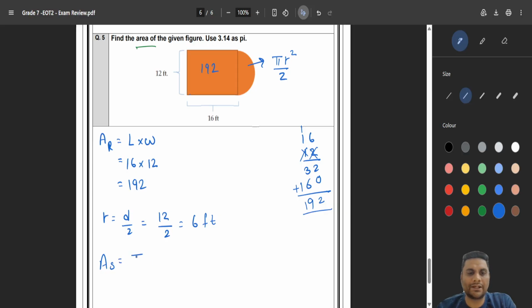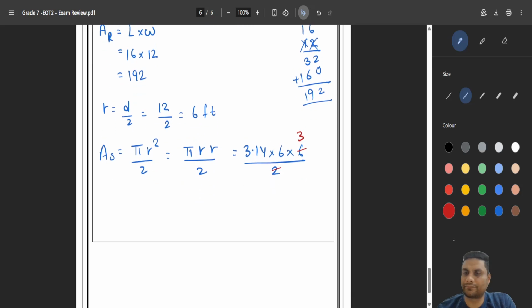Now you will write area of semicircle. Area of semicircle is pi r square divided by 2, that is pi times r times r divided by 2, that is 3.14 multiply by 6 times 6 divided by 2. I can do 6 divided by 2. 6 divided by 2 will give me 3, correct? So finally I have 3.14 multiply 6 times 3, 18. Down there is nothing because the 2 is gone.